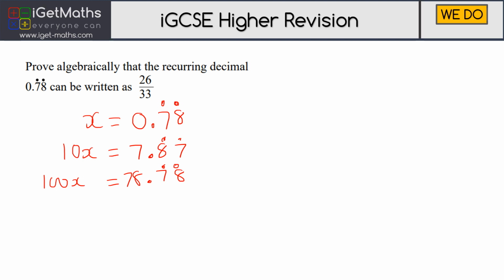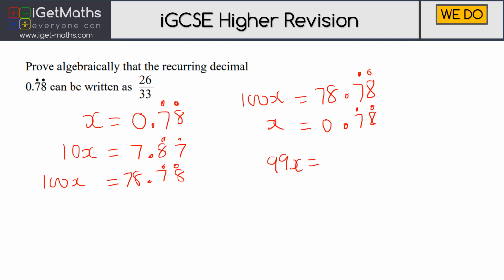If now we do the 100x, which is equal to 78.78 recurring, subtracting the x, which is 0.78 recurring, that's going to give us 99x, which is equal to 78. We will divide this by 99 on both sides. That will give us x equals 78 over 99, and that will simplify down to 26 over 33.